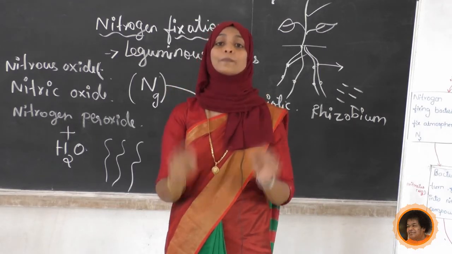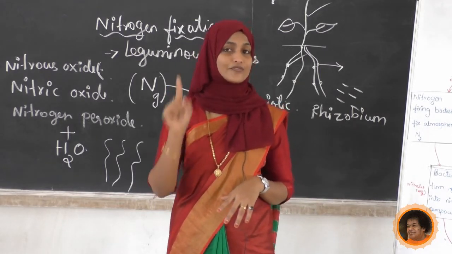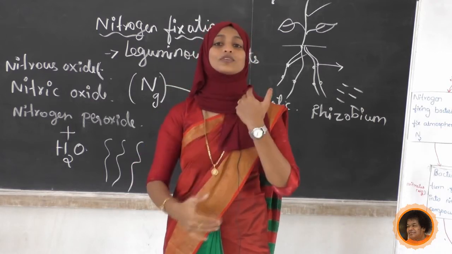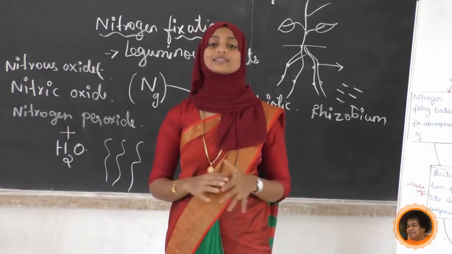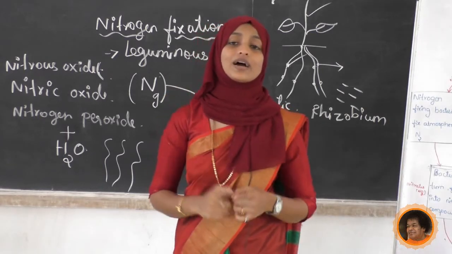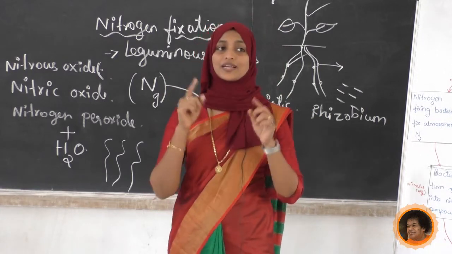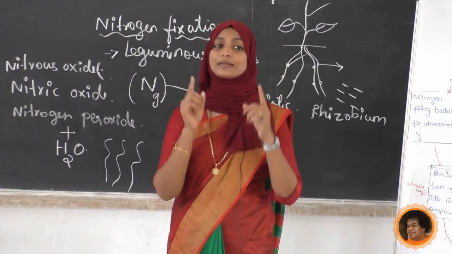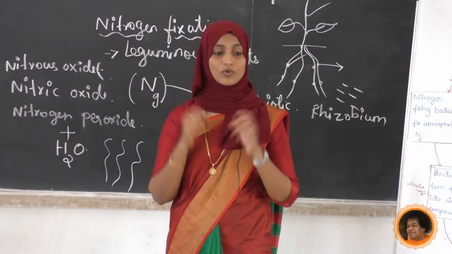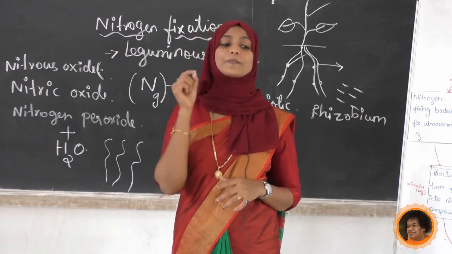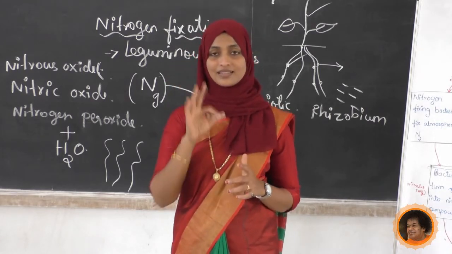So we have completed the entire chapter, that is Microorganisms: Friend and Foe. We will recall from the beginning. Before that, I will give you some questions from today's class. Students, draw a nitrogen cycle. Next, what is symbiotic association? Next, one more question: give an example of a biological nitrogen fixer. Okay, these are the three questions.